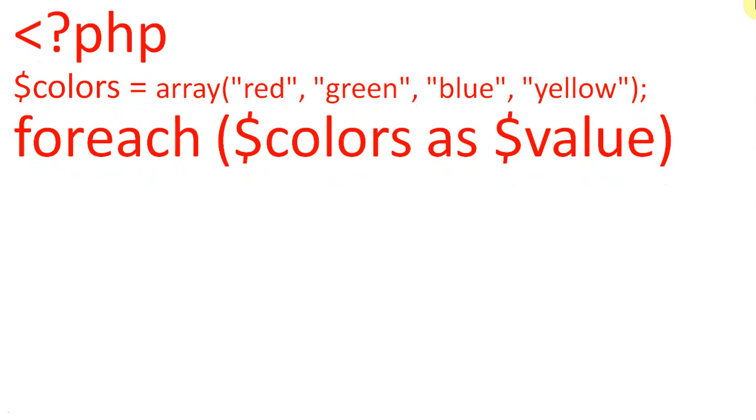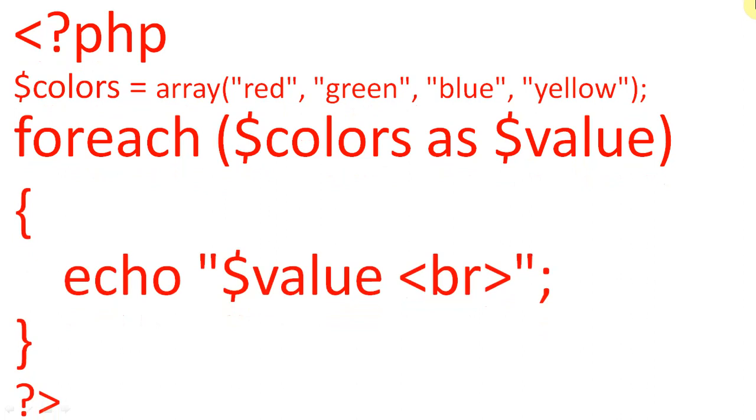Now finally I am showing you foreach. Like the for loop, we can use the foreach loop in PHP. How do we use this foreach loop? You can see in this example, we are starting the PHP code, and we have different colors: red, green, blue, yellow. These 4 colors are stored in the colors array. Now you can see $colors as $value, where $value is a variable.